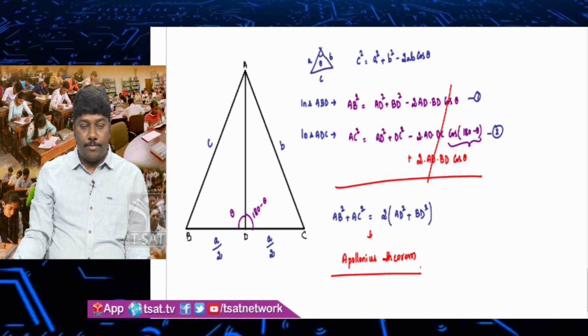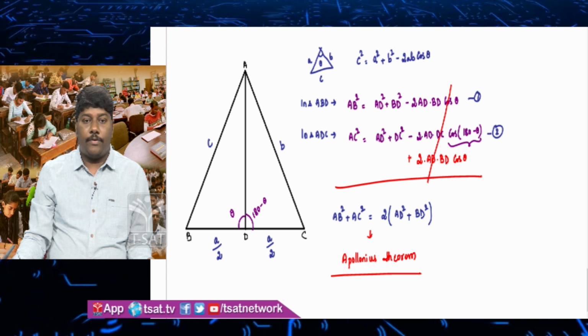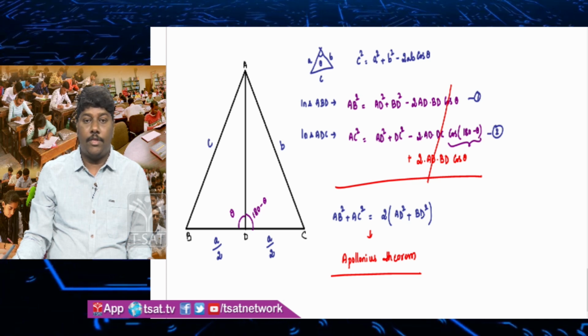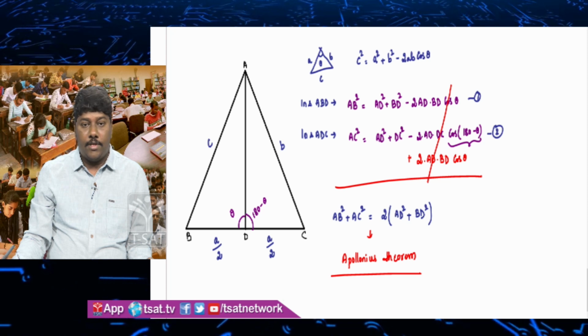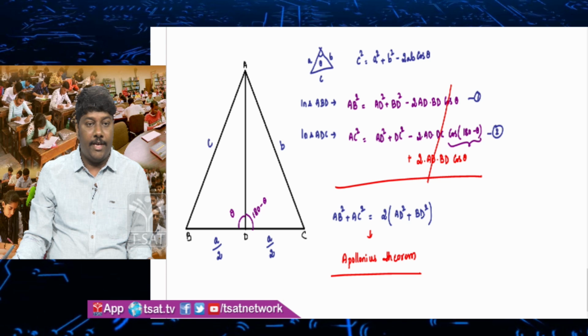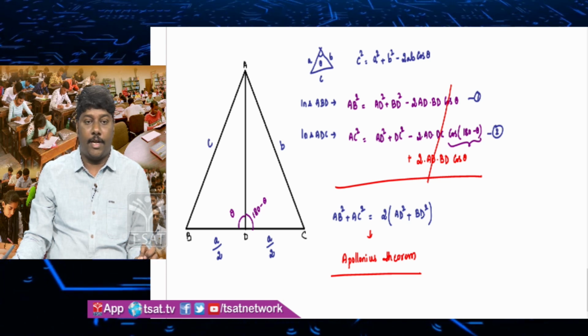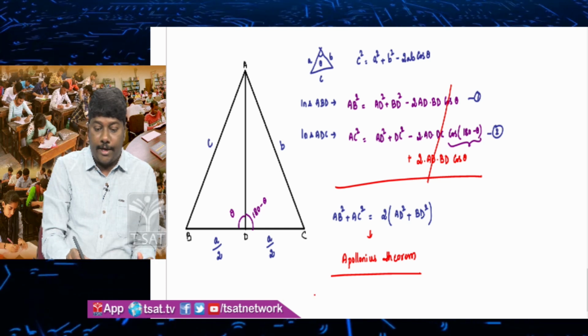What does Apollonius theorem say? If you take any triangle, the sum of squares of two sides is equal to twice the square of the median plus the square of half of the third side, the side which the median bisects. Let us take it further.